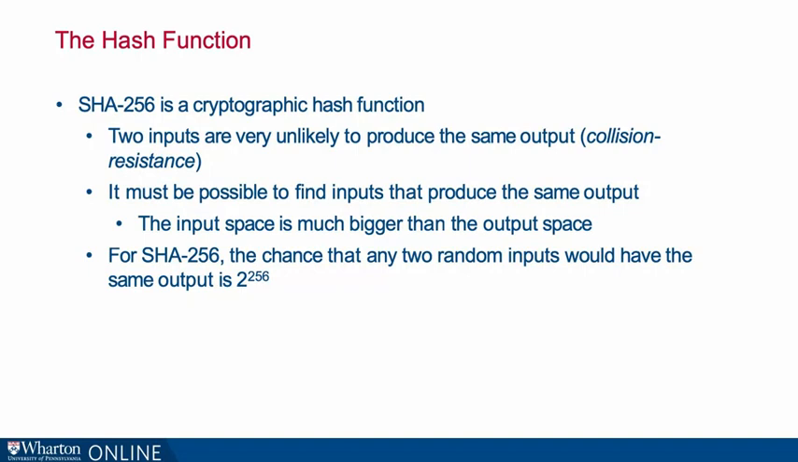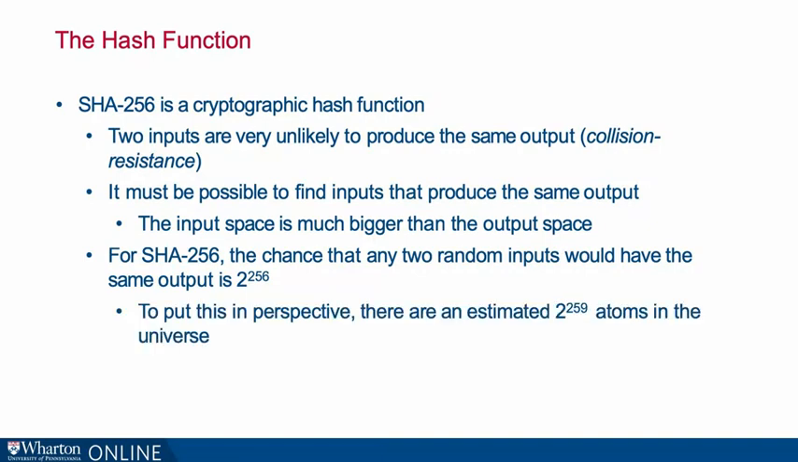So it must be possible to find inputs that produce the same output, but all we need is that it's very hard. And just to get a sense of how hard it is, the chance that any 2 random inputs would have the same output is 1 in 2 to the power 256, which is an enormous number. To put in perspective, there are an estimated 2 to the power 259 atoms in the known universe.